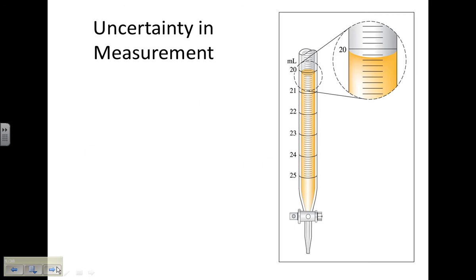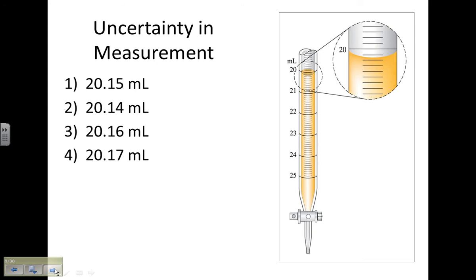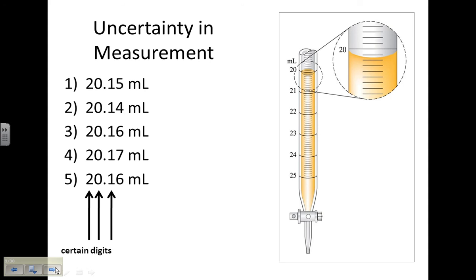Okay, let's look at uncertainty in measurement. And remember, when you read an instrument, you can read to the last graduation and then you can make a guess one place beyond that. So if you were reading this burette, you might say 20.15, but other people might have different measurements, just ever so slightly. Because the graduation is to 1/10 of a mil, you can guess to 1/100th of a milliliter. Those first 3 digits that have graduations are certain digits, and the last digit is your uncertain digit.